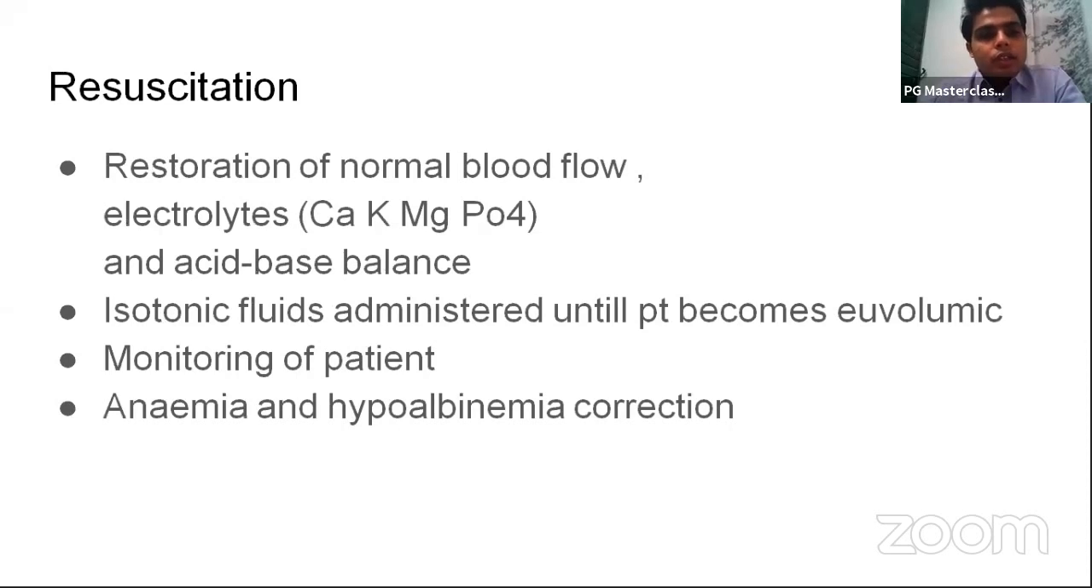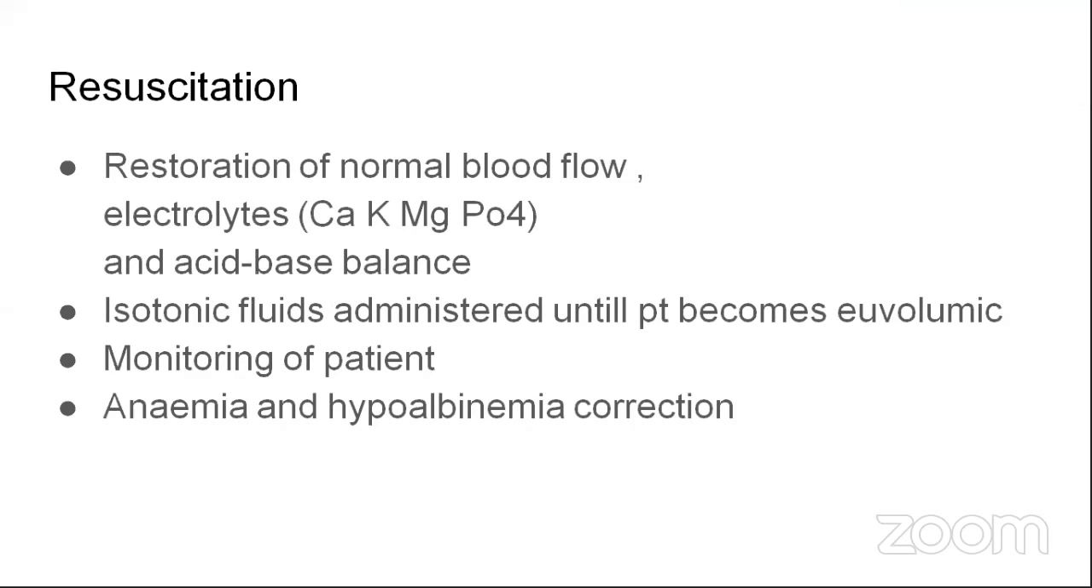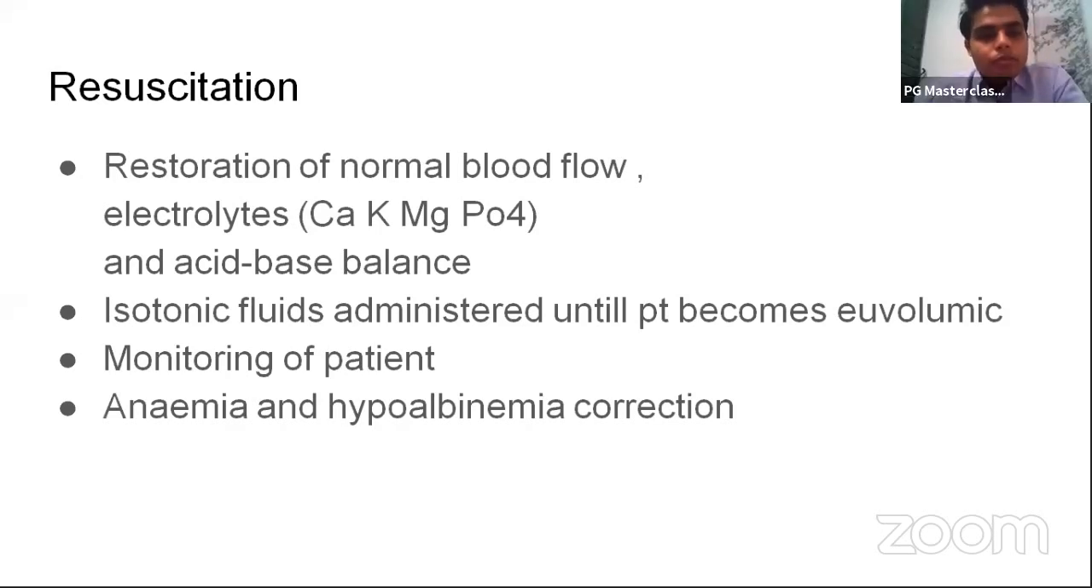and electrolyte correction and acid-base balance. The normal blood flow is restored by isotonic fluids. Usually, crystalloids are administered until the patient becomes euvolemic. The goal is to maintain the urine output at more than 0.5 ml per kg per hour. And the monitoring of the patient is done with input output charting and CVP monitoring.